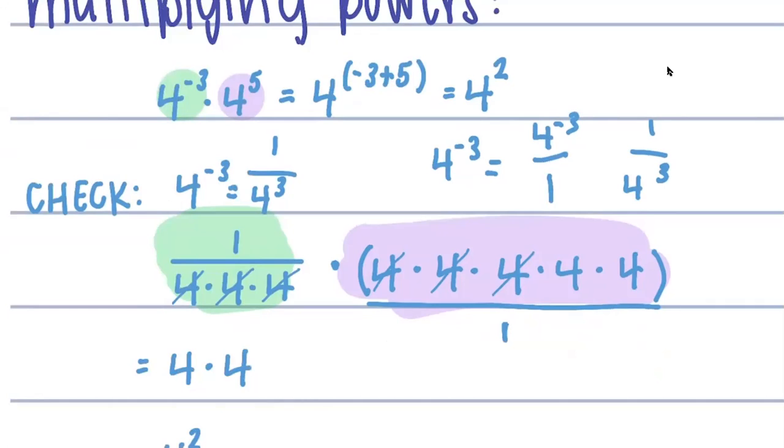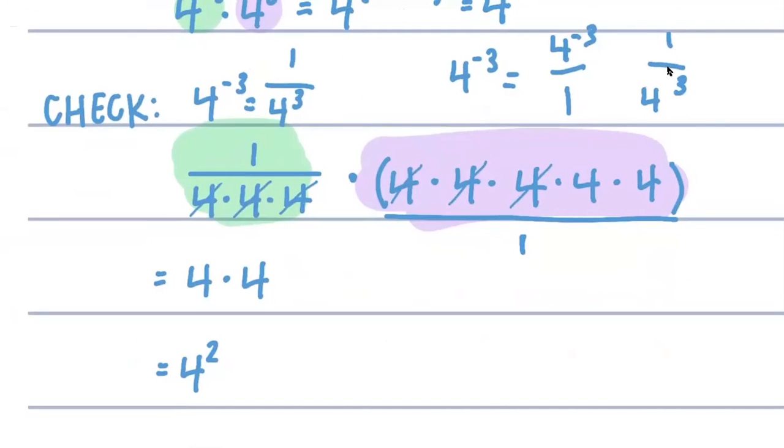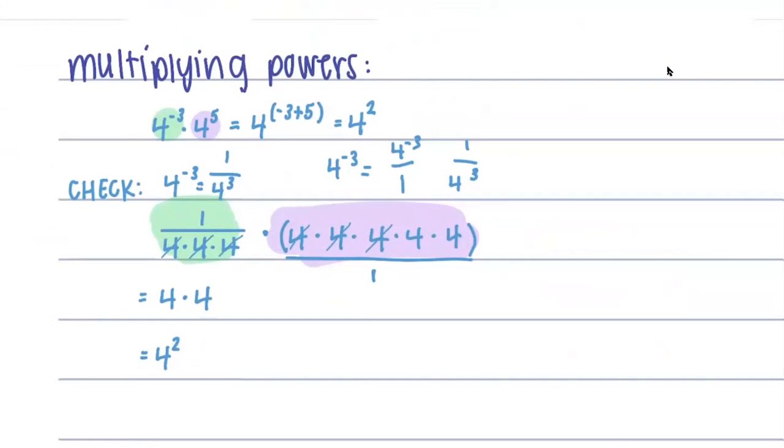And then if you simplify that, that's 4 squared, because 4 times 4 is 4 squared. Now, if we look back up here, that's what we got. Okay, so we went through that whole process to check our answer.